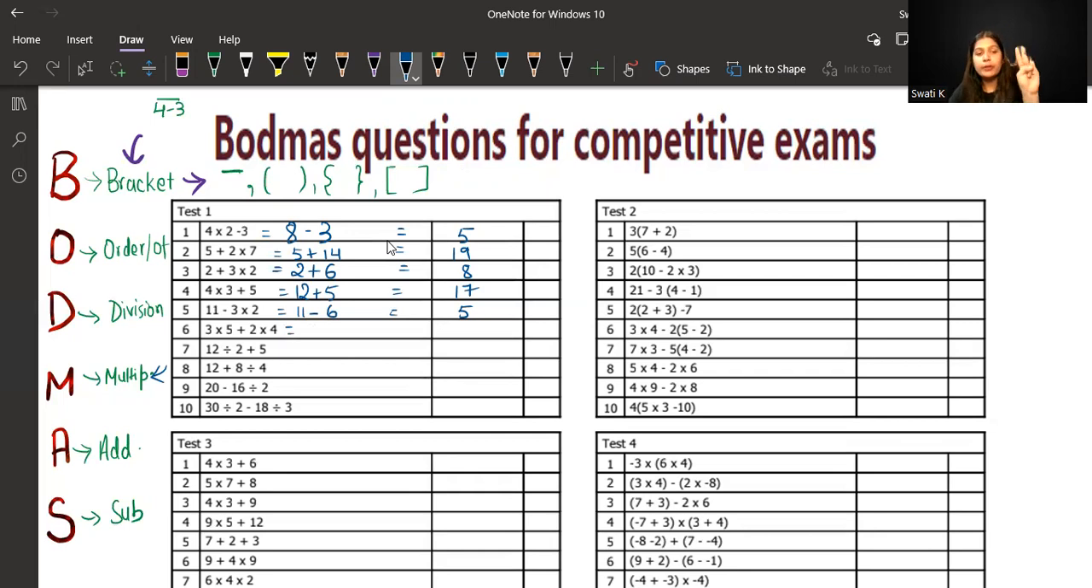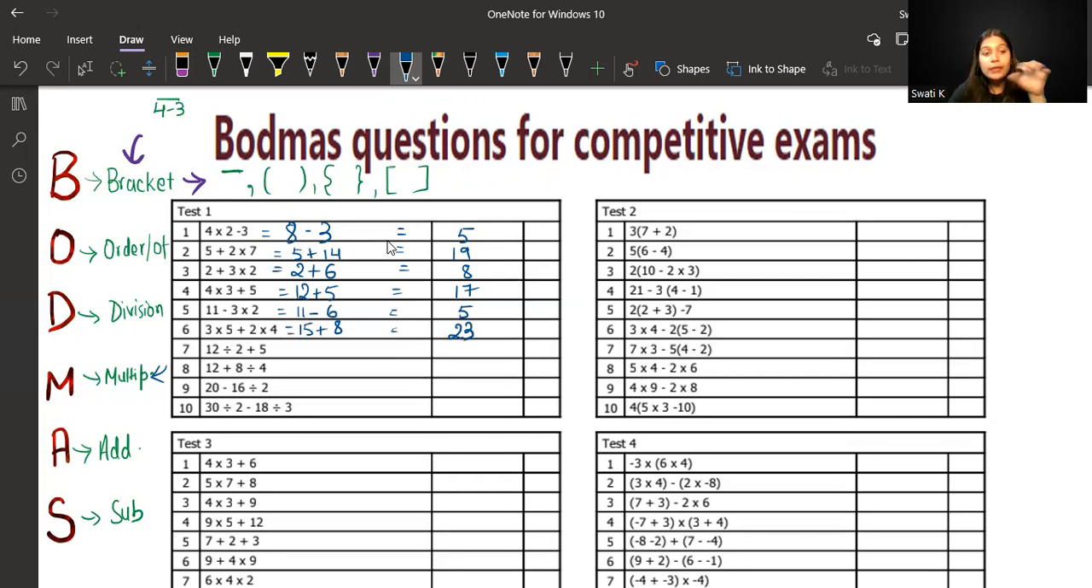Here we have three operations: multiplication, plus, and then again multiplication. So basically two operations only. So you have to solve the multiplication first. So 3 times 5 is 15, and then plus 2 times 4 is 8. Or if you want, you can do 2 times 4, 8, and then 3 times 5, 15. That is almost the same. So now this is 15 plus 8, that is 23.